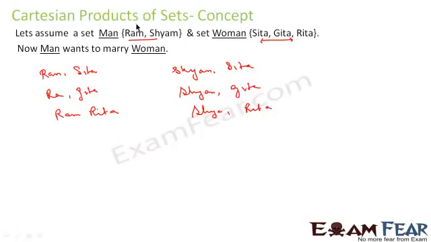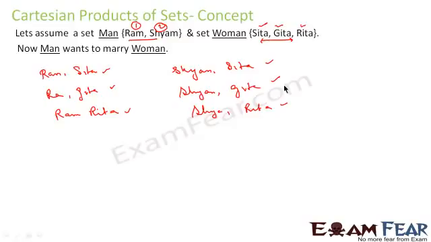So how did I get this? First I took Ram, and then for Ram, three possible combinations: Ram Sita, then Ram Geeta, and then Ram Rita. Then second I took Shyam, and for Shyam: Shyam Sita, Shyam Geeta and Shyam Rita. So there are 6 possible ways where a man can marry a woman in this case. When there are 2 men, Ram and Shyam, and they want to marry 3 women, Sita, Geeta and Rita, there are 6 possible ways.